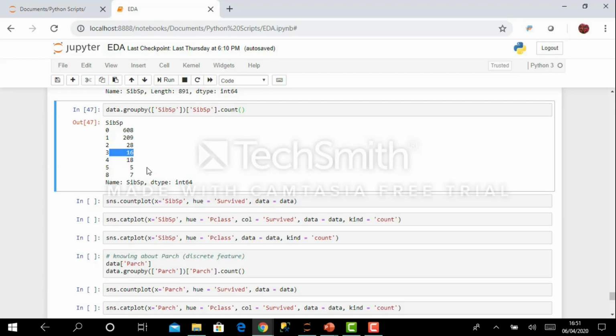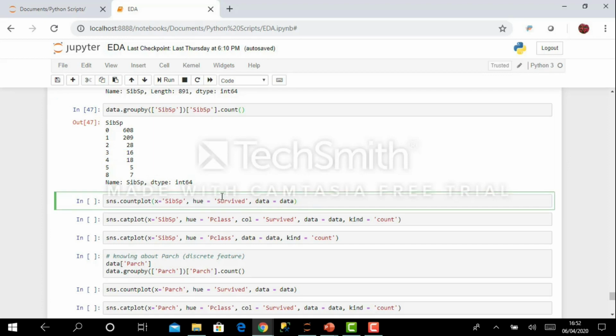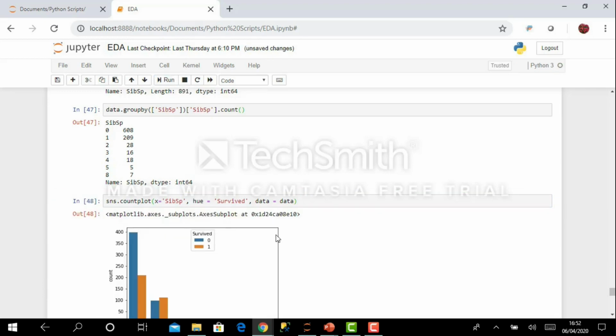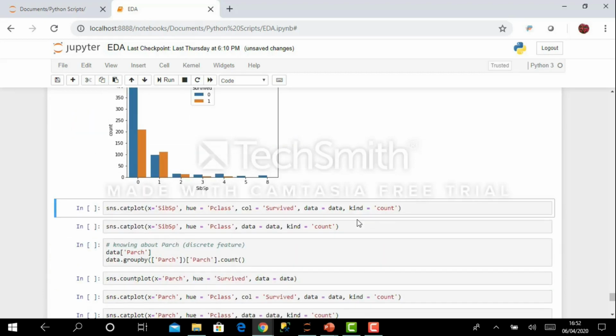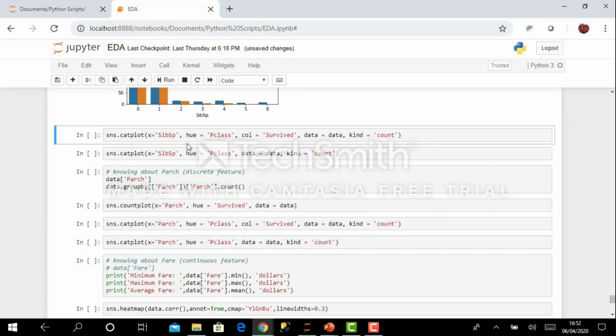Okay, so let us plot this, to see how this number of siblings affected the survival chance. So I will plot it. You can see that most of the people have no sibling or 1 sibling, as you saw, and this is the rate at which they survived or did not survive. Okay, then I am again plotting based on not only number of siblings but the class also, and in different subplots for survived and not survived.